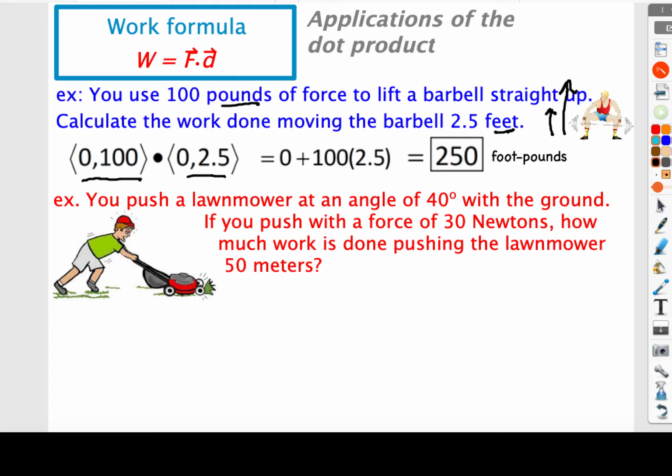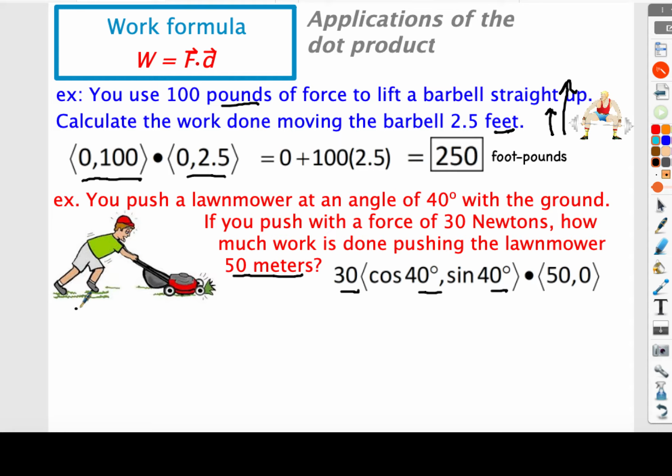You push a lawnmower at an angle of 40 degrees with the ground, so now this time we're not going directly upwards, but we can still set up a vector for this. You're going to push with a force of 30 newtons. So if I set up a couple of vectors, 30 newtons at 40 degrees, nice trig vector there. How much work is done to push the lawnmower 50 meters?